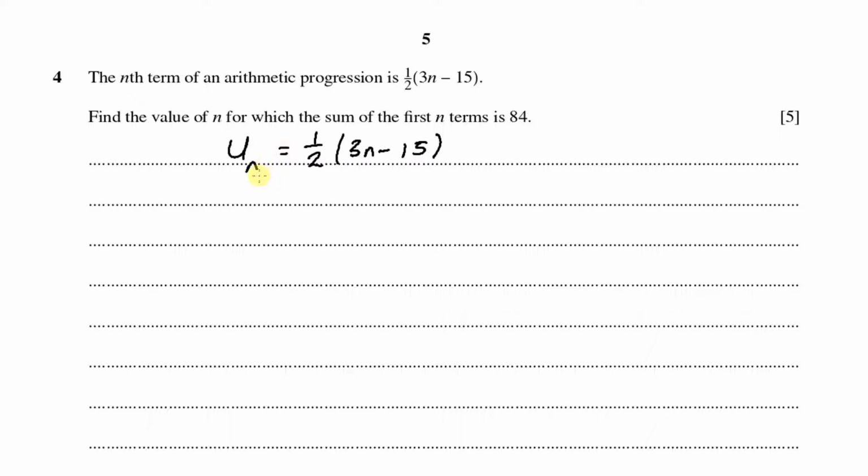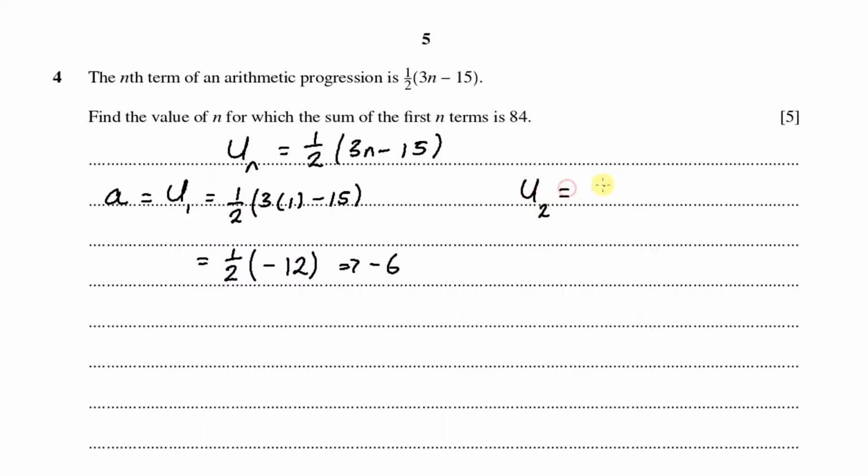So this means that I'm able to find the value of the first term and also of the common difference. The first term is u1, and that will be half of 3 times 1 minus 15, which is half of 3 minus 15, and that's minus 12. And this gives us minus 6. Since we have u1, I'm going to also find the second term, u2. That's half of 3 times 2 minus 15, which is half of 6 minus 15, that's minus 9, and half of minus 9 is minus 4.5.